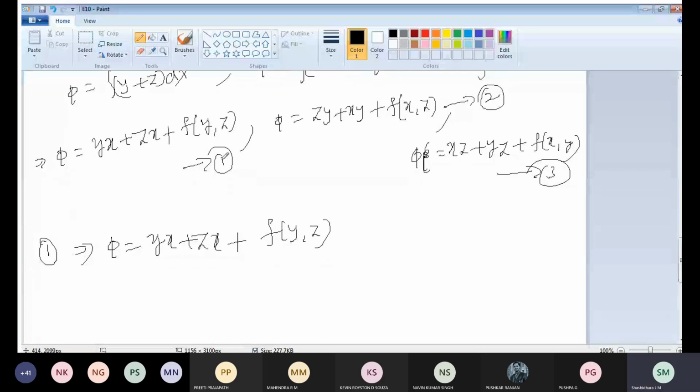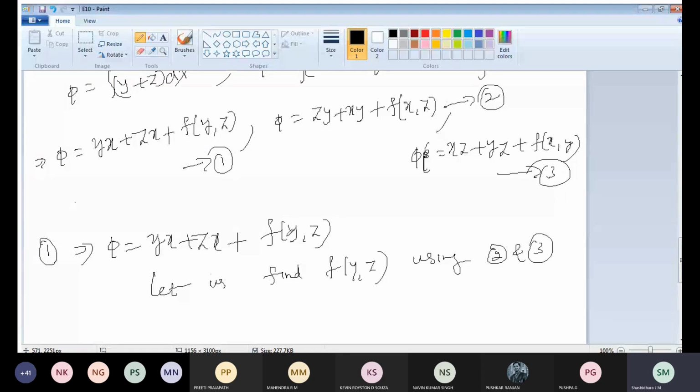Okay. Then let us consider equation 1, and in that we have one integrating constant. For finding the value of that constant, you can use the remaining two equations. So I'm going to use the first equation. In that I have got f of y comma z as a constant. So let us find f of y comma z using 2 and 3 only.